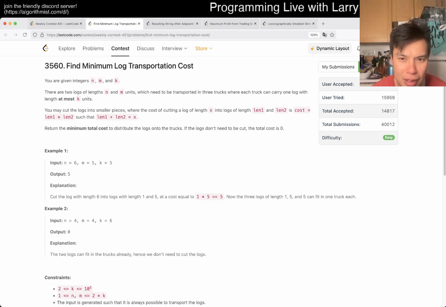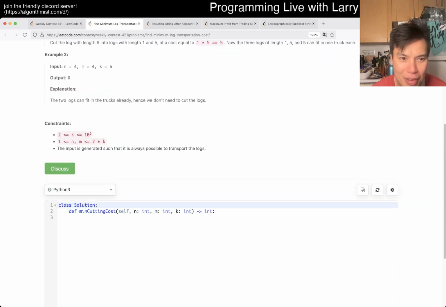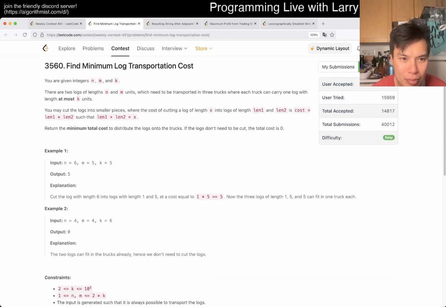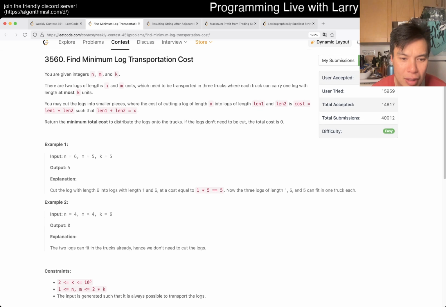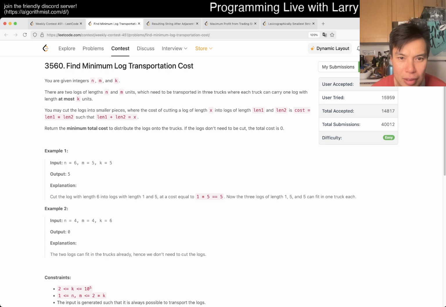Three trucks. You have 3 trucks and most K units. Okay. Got the log, really good. Okay, so one is K and an M.